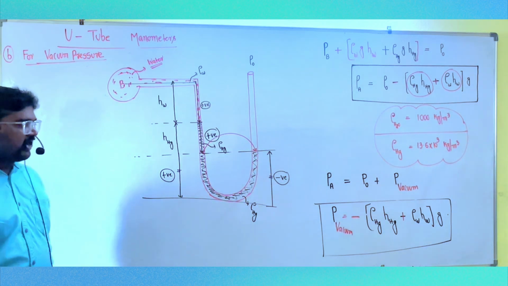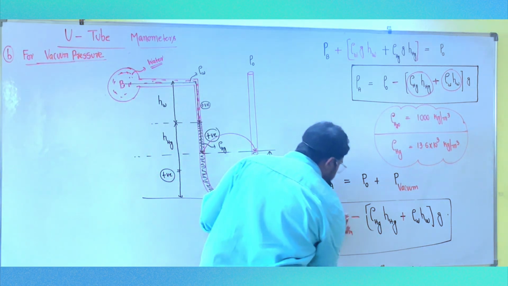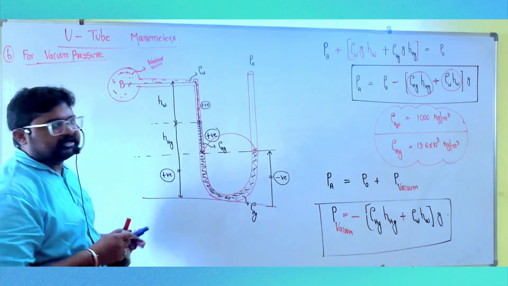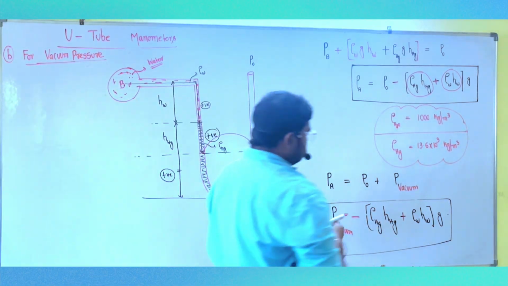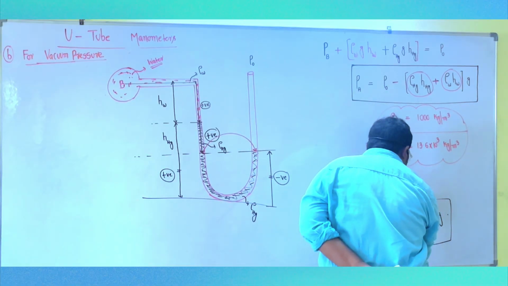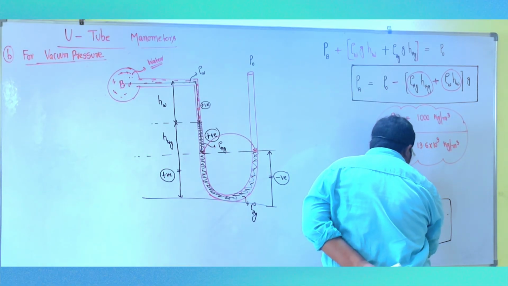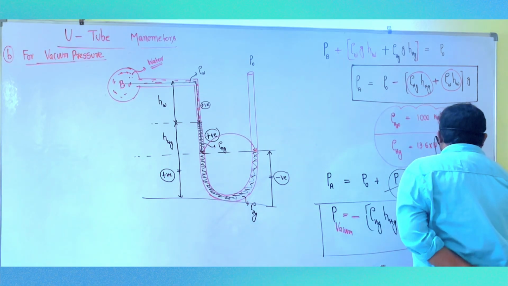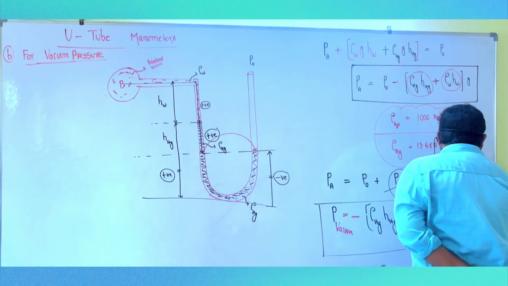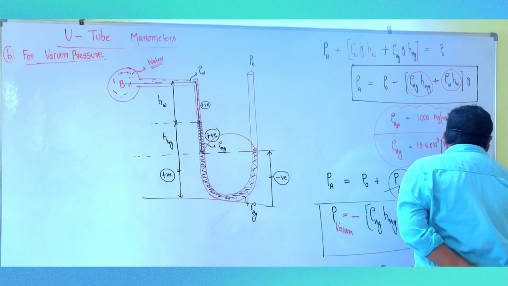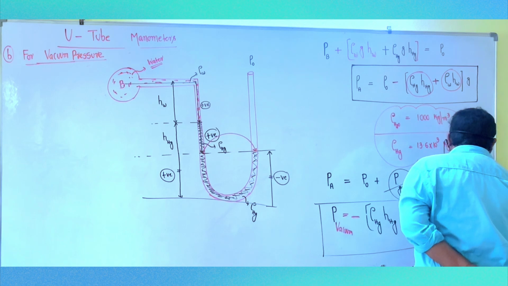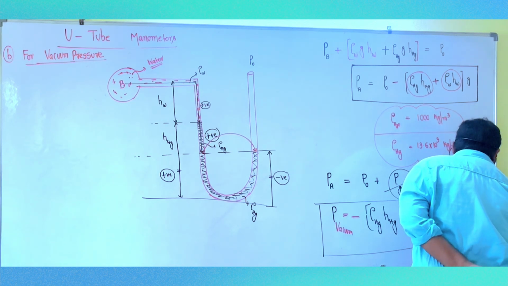Understood? Vacuum pressure is negative pressure, below atmospheric pressure. Here you can write: this is gauge. Negative gauge pressure is called vacuum pressure.